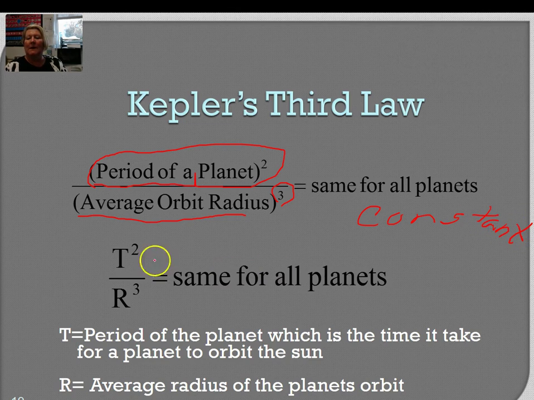All right. And it can be written in short form here. T squared, with T being the period of the planet, divided by R cubed is the same for all planets.